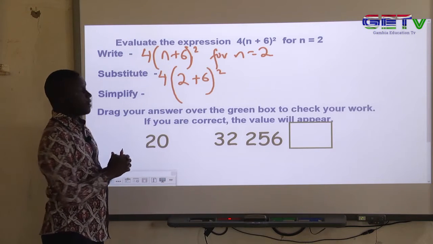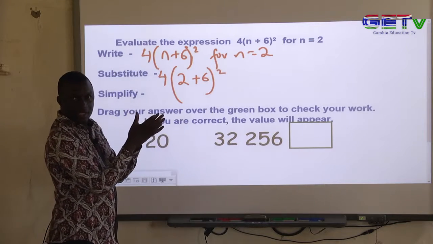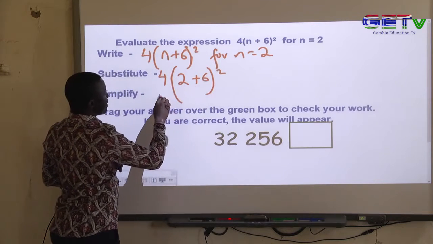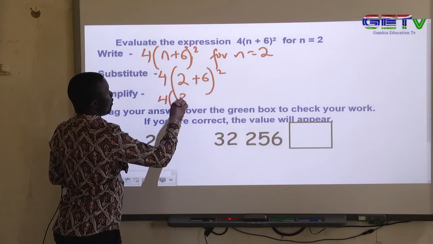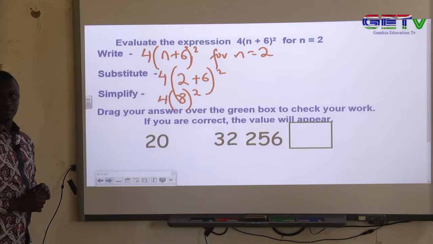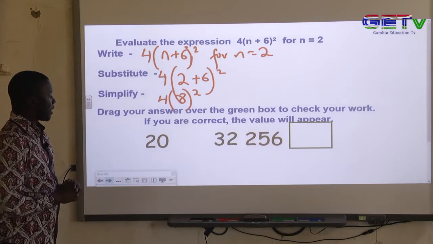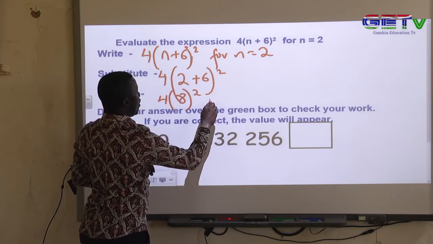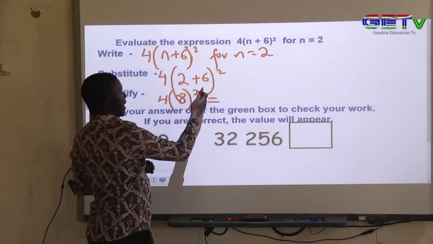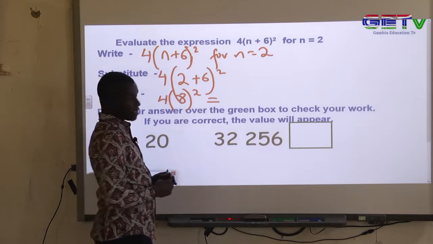Now we need to simplify. We simplify by dealing with the bracket first, the parentheses, as the instruction says. 2 plus 6 is 8. So we have 4 into 8 squared. Okay? Then we go on to further simplify this. We say 8 squared is 64. 8 times 8 gives us 64.